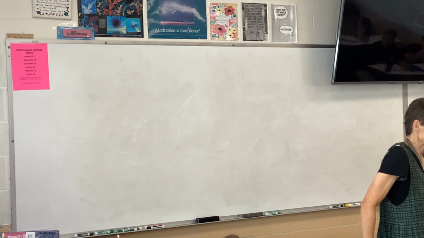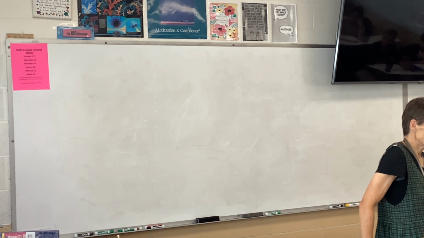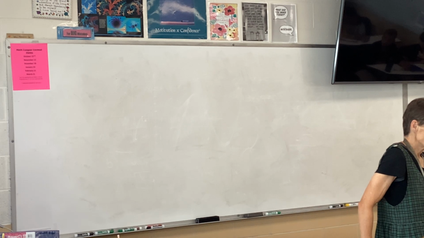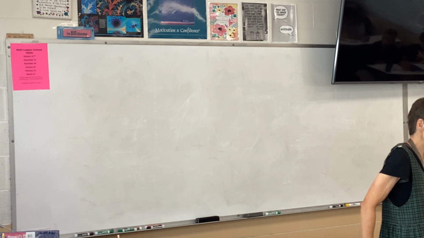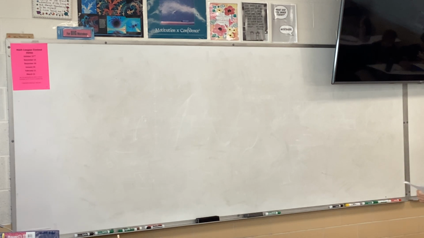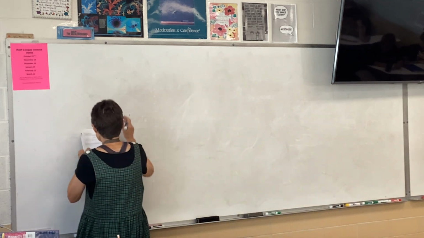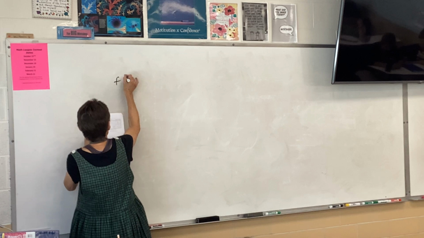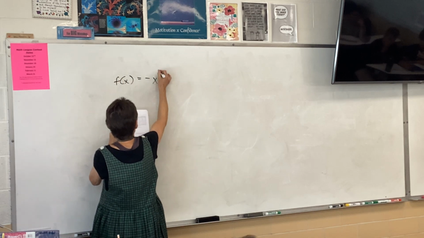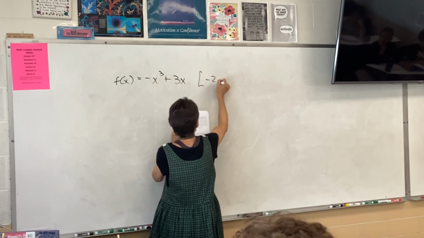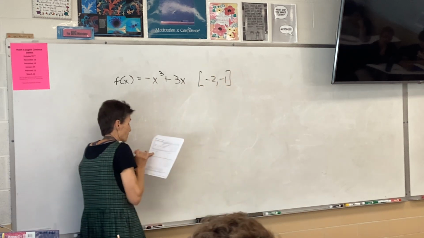So, find y values for the function, and then find the slope between those 2 points. That's what we're going to do. So, find the y values and then find the slope. So here we go with example 1. Your function is this, and your interval is this.